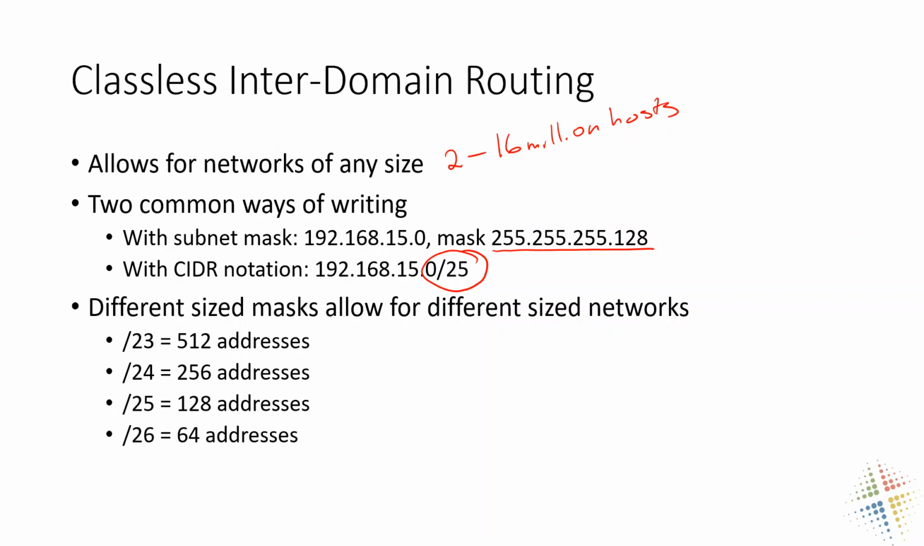But this means that we can have different sized networks. So for instance, if I choose a /23, then that means I have 512 addresses available for my network. If I create a network with a /24, 256 addresses. /25, 128 addresses, and a /26 for 64 addresses. And I can keep going all the way down to a /30, which gives me my 2 addresses, or all the way up to /8 or even less, which gives me my 16 million or even more addresses.